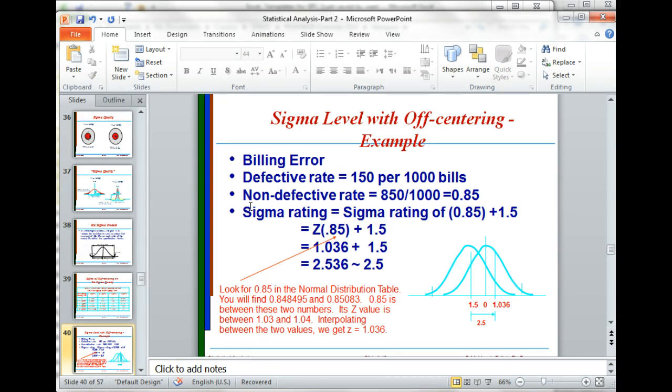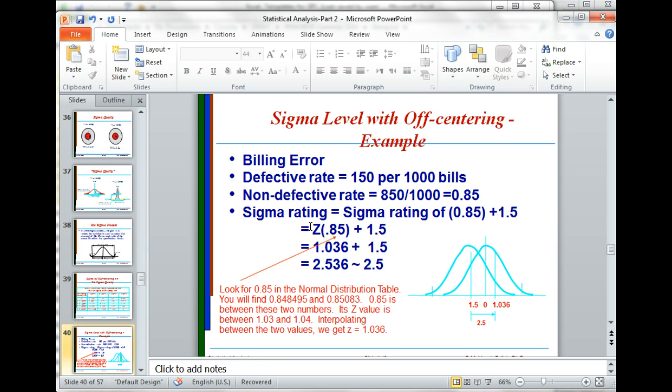So we're looking at the billing error. You take a sample of the bills that went out and count how many of them were defective. In this case, we look at 1,000 bills, and 150 of them had some sort of a problem. So I got 150 defects per 1,000 bills. How many of them were good? 850 out of 1,000 had no defects. So if I take 850 divided by 1,000, I get 0.85 non-defective rate. So what is the Sigma rating for this process? To get the Sigma rating, I need to find the z-value for 0.85 and then add the 1.5, that tolerance, to it.